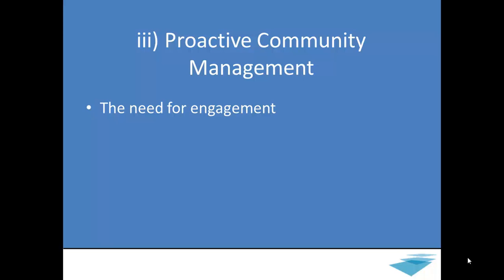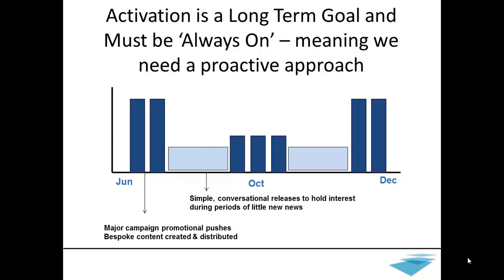The next stage we're going to speak about is proactive community management, and specifically the need for engagement. The first thing to note here is that activation is a long-term goal and must be always on, meaning we must have a proactive approach. And actually this is something that clients and agencies need to get their heads around, because it's a shift from the old model of a very campaign based approach, and one that now relies upon a constant stream of perhaps smaller pieces of content which are used in between large campaign bursts.